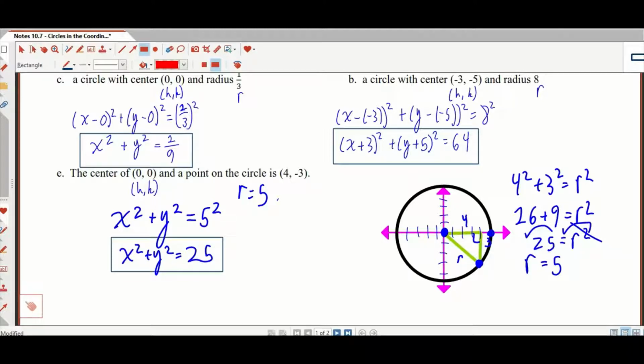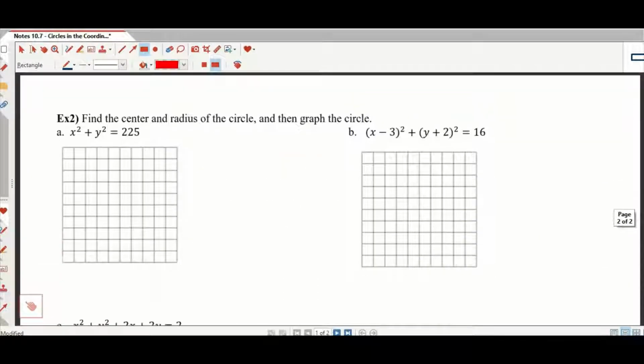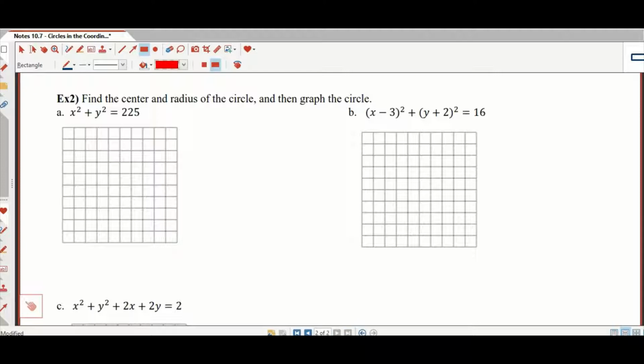Hooray! Let's go the other way. Find the center and radius of the circle, then graph the circle. So x squared plus y squared. Well, before I put the coordinate plane down here, I better find out what the square root of this is, because this should be x squared plus y squared equals r squared. And I don't know the square root of 225 off the top of my head, though I do have the sneaking suspicion that it is 15. And so it is. Equals 15.